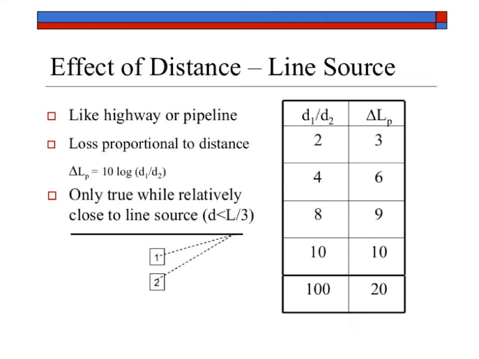The rule of thumb is that while the distance is less than the length of the source, L, divided by approximately 3, then it's going to behave like a line source with loss proportional to distance. When you're beyond the critical point of L over 3, then it begins to act like a point source.